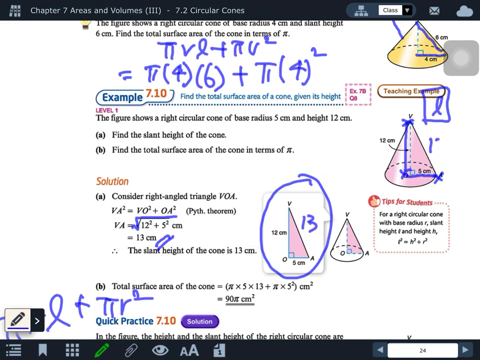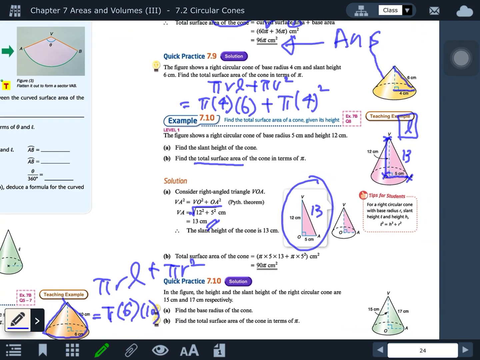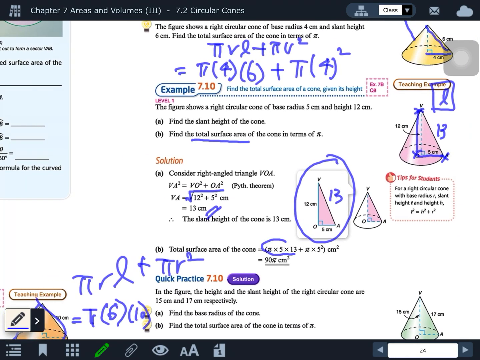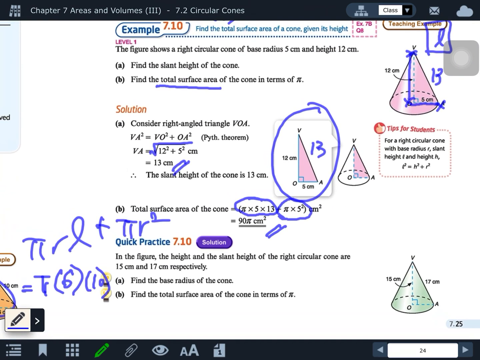Okay, after you have found l, you can use the same method as example 7.9, just pi r l plus pi r square, then you will have the total surface area. So the quick practice 7.10 is also the same thing. The most difficult part is how to remember the curved surface area to be pi r l. This is the most important thing in this part.